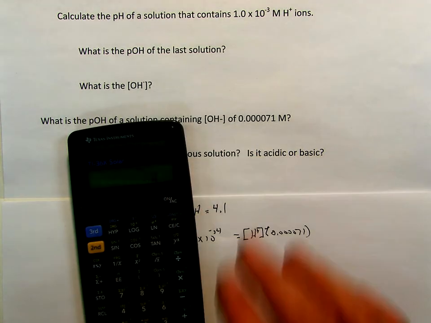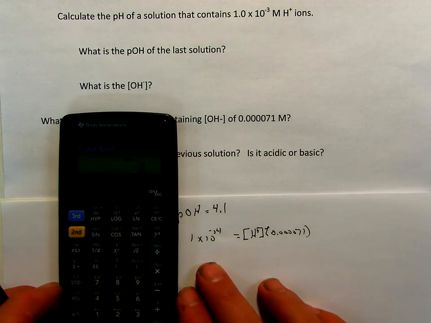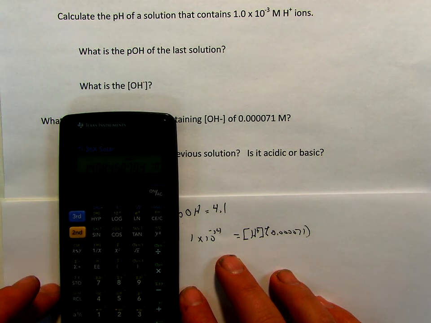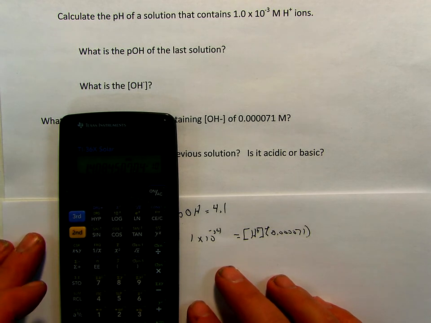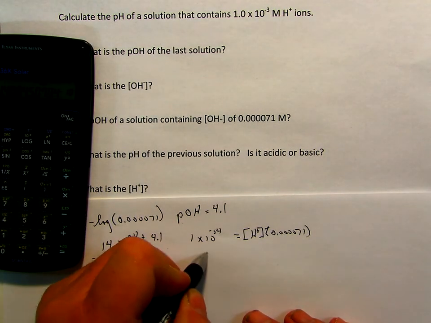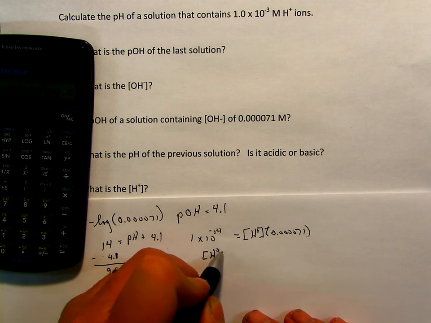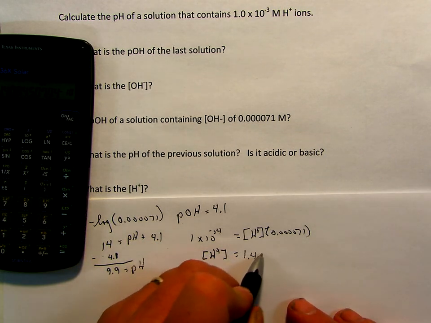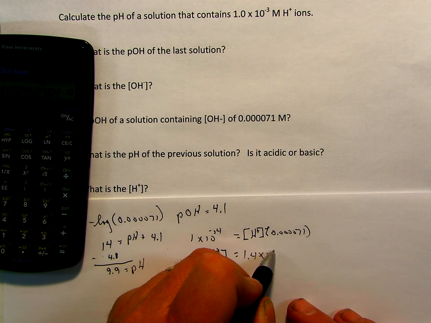So now I'll show you in my calculator. I can do the same thing with scientific notation and with positional notation. So 1 exponent negative 14 divided by 0.000471 gives me a concentration of 1.4 times 10 to the negative 10 moles per liter. So the H plus ion concentration is equal to 1.4 times 10 to the negative 10.